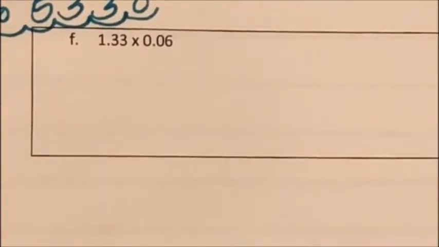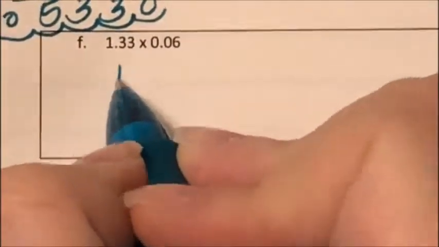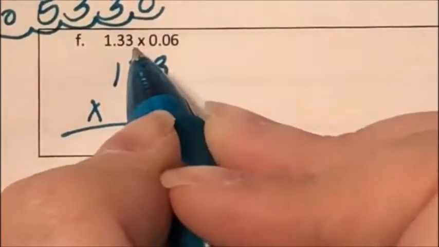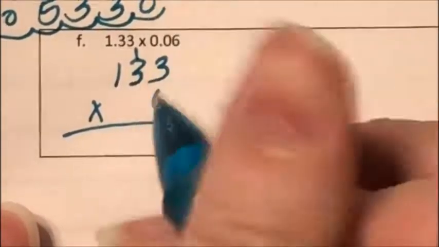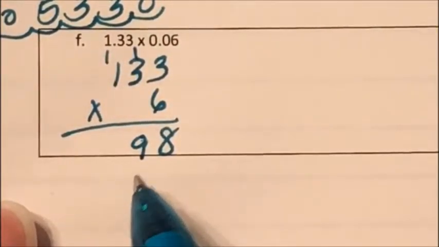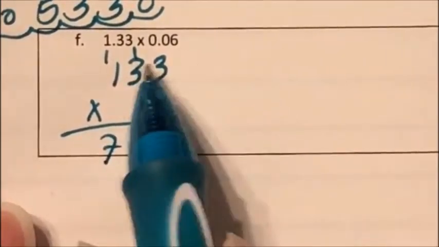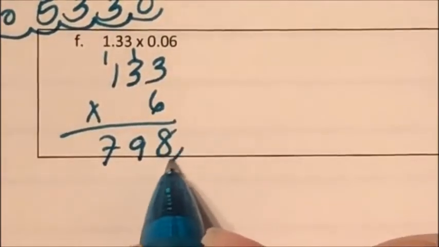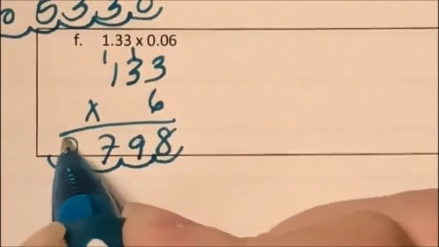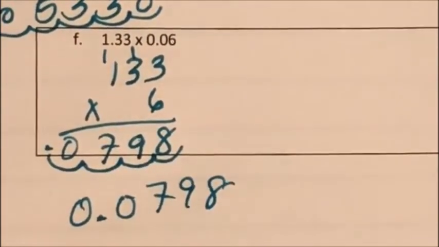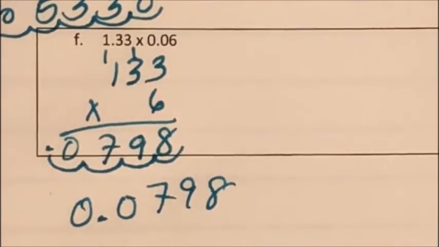Okay. Letter F, 1.33 times 0.06. So I'm going to take 133 times 6. 6 times 3 is 18. Carry the 1. 6 times 3 is 18. Plus 1 is 19. Carry the 1. 6 times 1 is 6, plus 1 is 7. 2 decimal places, that's 4. So I move my decimal 4 times. I annex a 0, so I get 0.0798. And that is the end of lesson 4.